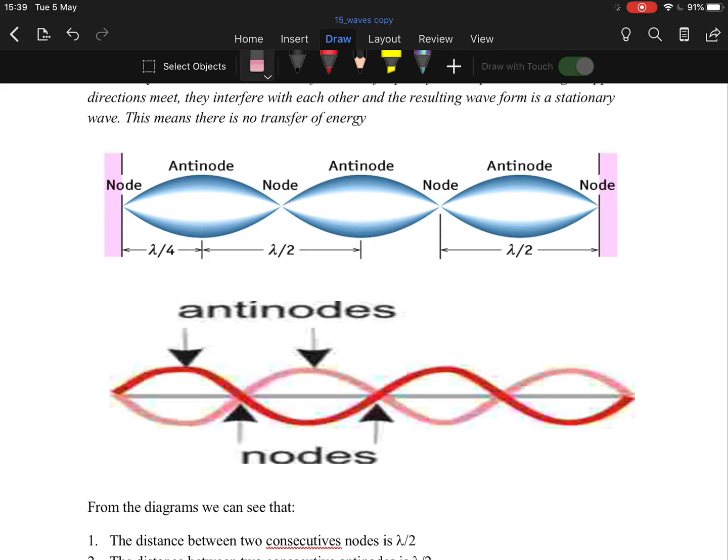So what's a full wavelength then? Well, look at it this way. Your wave goes down and back up, going in the same direction. There you go. That's your wavelength.